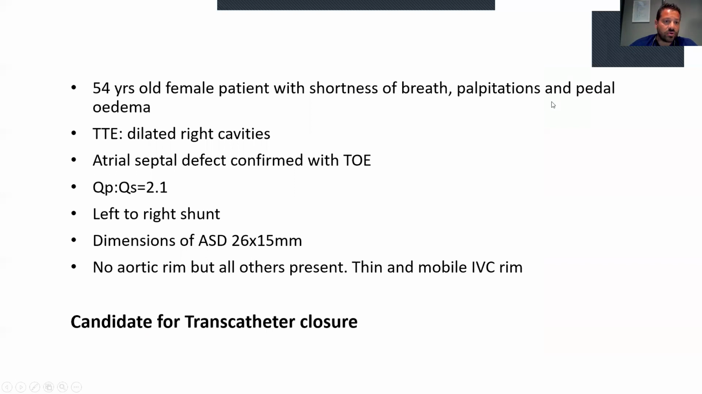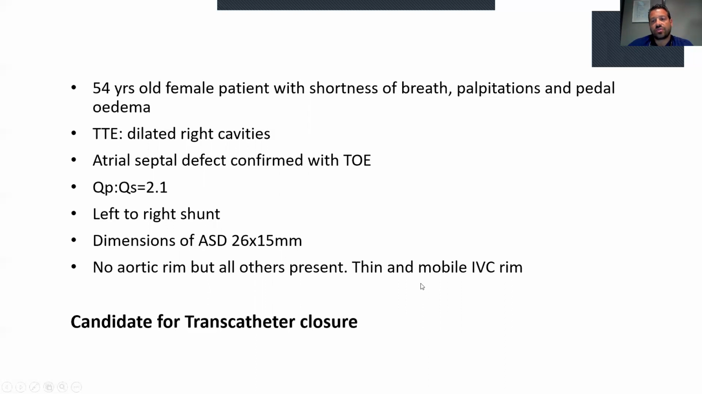From transthoracic echo, she had dilated right cavities, an atrial septal defect that was confirmed with transesophageal echo. We measured a Qp/Qs at 2.1. We saw that we had a left to right shunt. The dimensions of the ASD were 26 by 15 millimeters. There was no aortic rim, but all other rims were present. And we saw that we had a thin and mobile IVC rim.